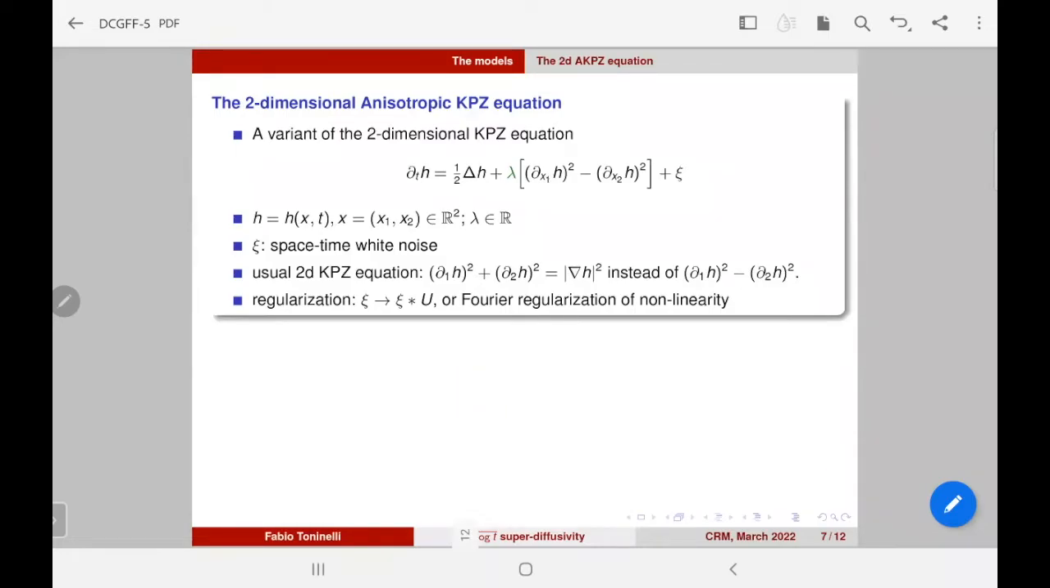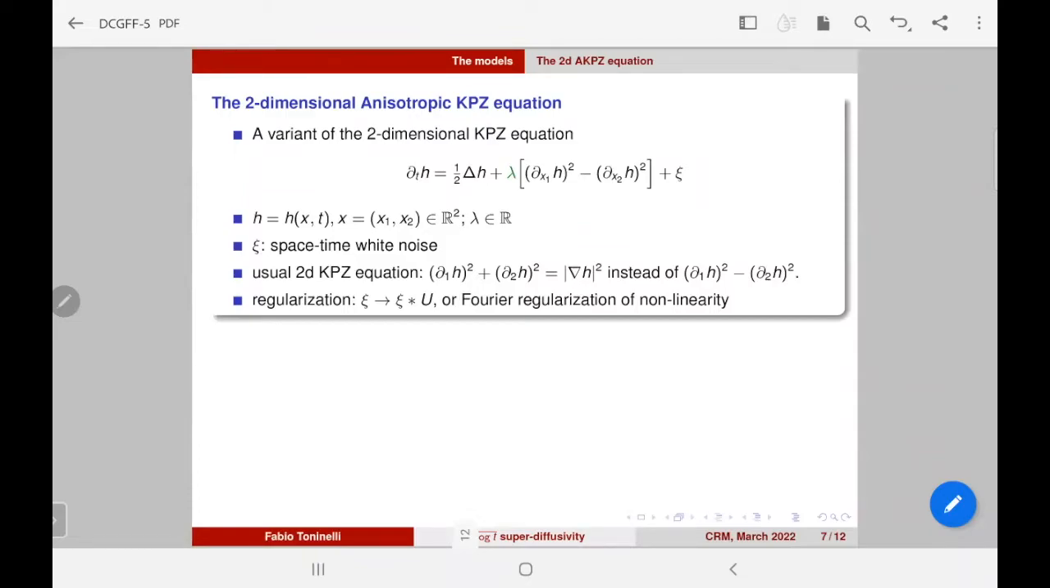a variant of the KPZ equation. So the KPZ equation, you know, is an equation for a scalar depending on space and time. And okay, let me introduce directly this anisotropic two-dimensional KPZ equation. It looks like this. You have a function of space-time. Space is two-dimensional. Time is, well, time is time.